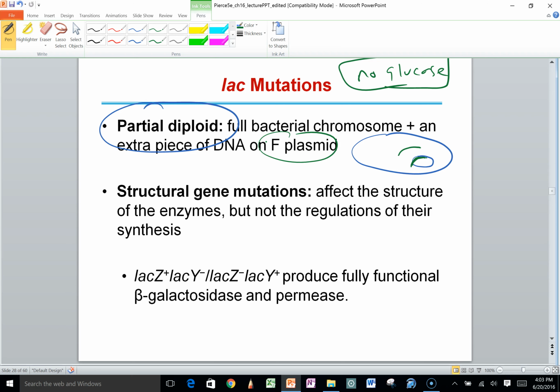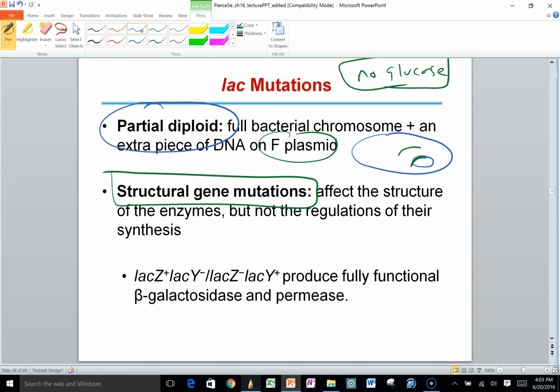All right. And structural gene mutations, I mean, you can mutate the LacZ, LacY, LacA genes, and they just knock that gene out, so it won't work. But then what we're going to be mostly interested in are mutations that affect the regulatory components, because we're interested in gene regulation. So mainly operator mutations and LacI mutations that affect the repressor.